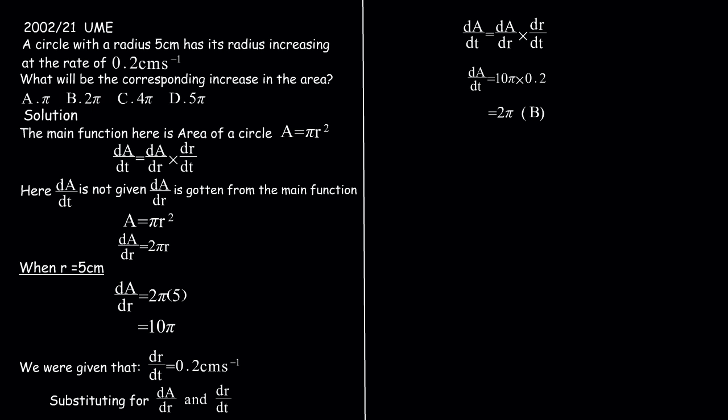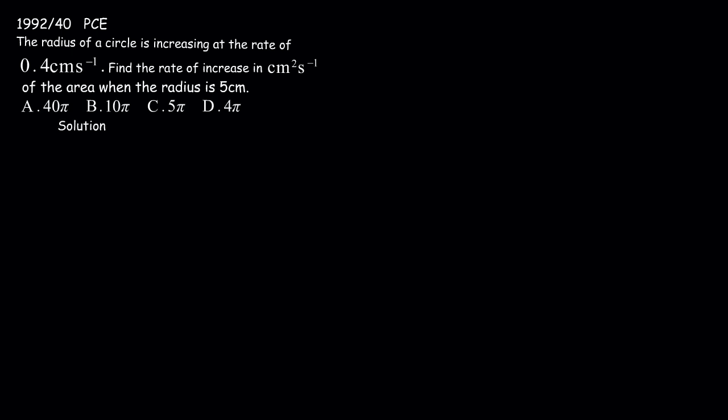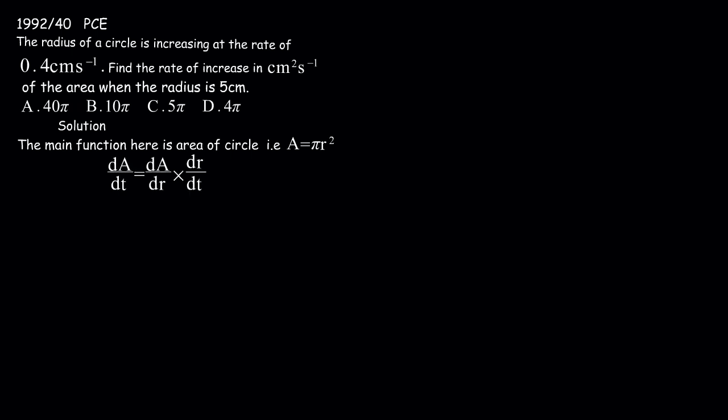Our very next question is from PCE 1992. It states that the radius of a circle is increasing at the rate of 0.4 centimeter per second. Find the rate of increase in centimeter square per second of the area when the radius is 5 centimeter. Now the main function here is the area of a circle, which is A is equal to pi r squared, and we know that dA/dt will be equal to dA/dr times dr/dt.